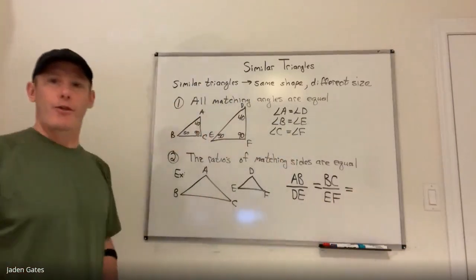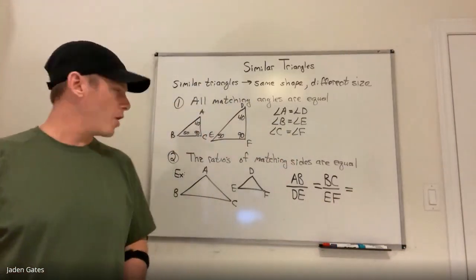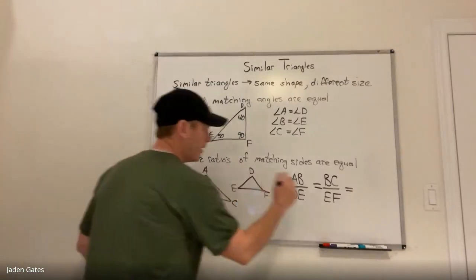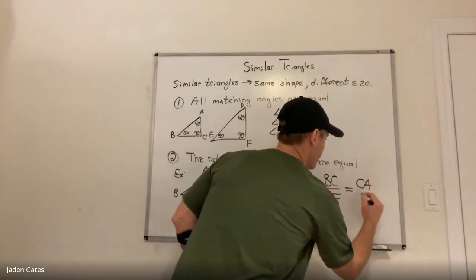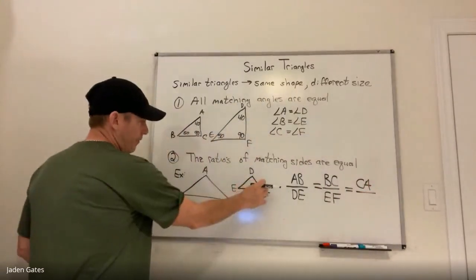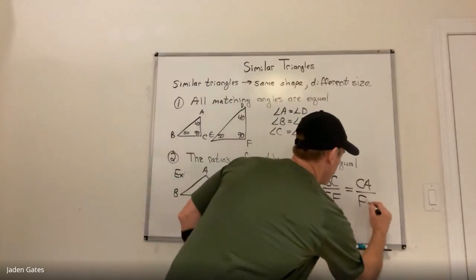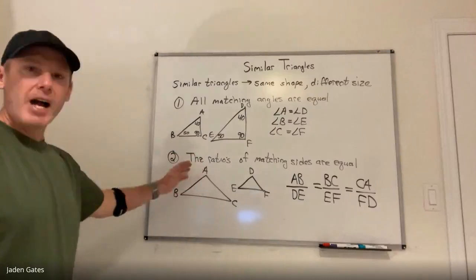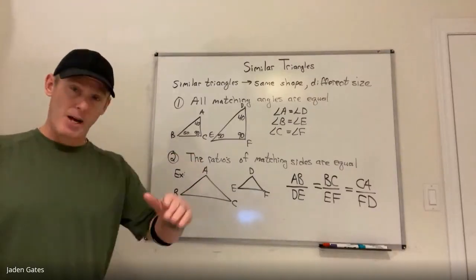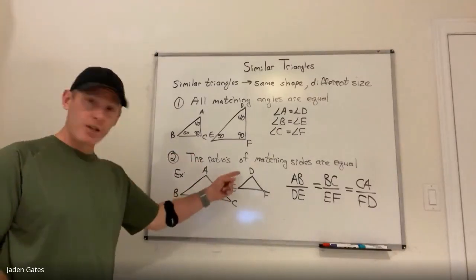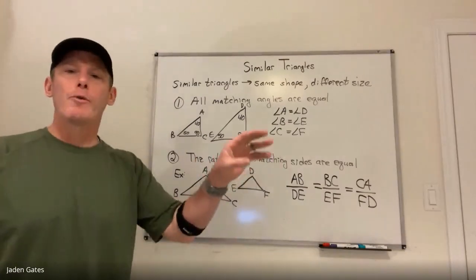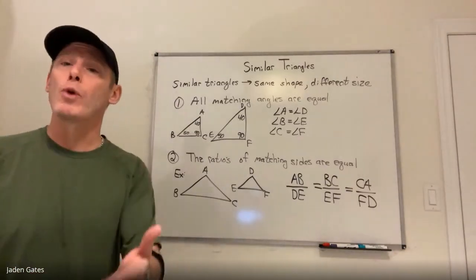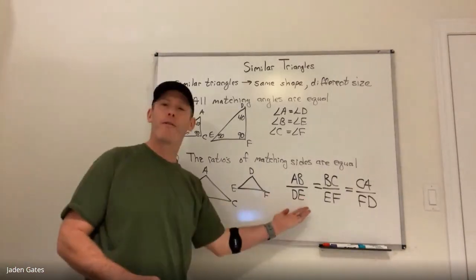Now there are three ratios because there are three sides to a triangle. So that ratio would also be equal to if I went from C to A, and I divided by F to D. So what I did was, if I take a side from the big triangle and I divide it by the matching side of the little triangle, it would be equal no matter which side you pick. The number would be the same. The ratio would be the same. Or in this case, the fraction would be the same.